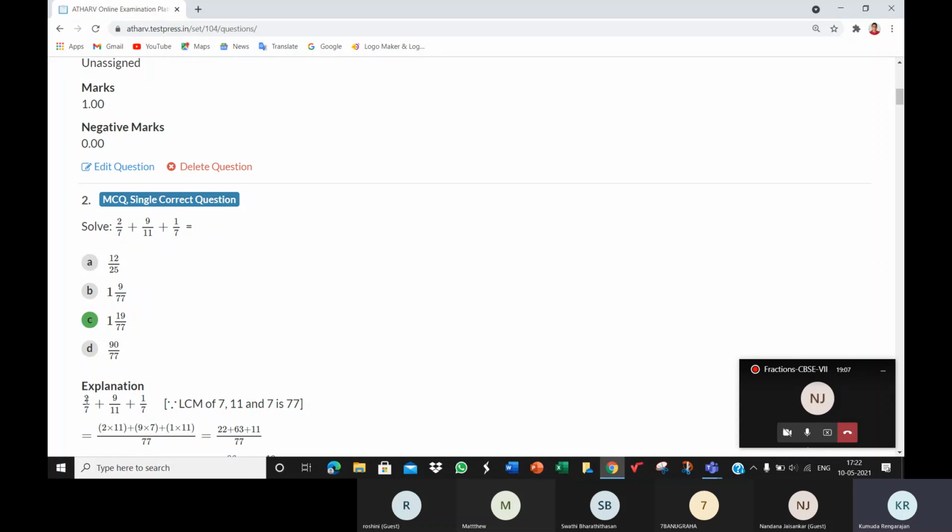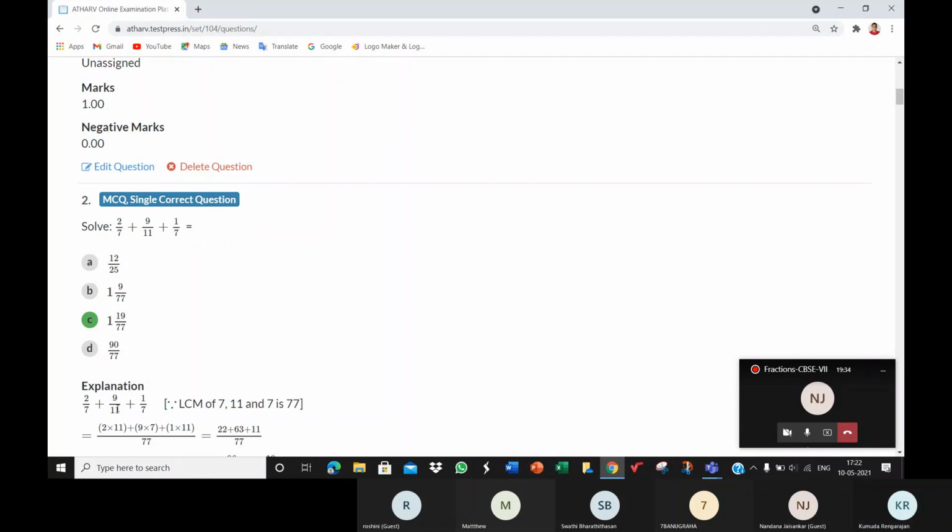Now in the first fraction, the denominator is 7, but we have taken the common denominator 77. So 7 into 11 is 77. So multiply that to the numerator. So 2 into 11. The denominator 7 should be multiplied by 11 to get 77. So multiply that 11 to the numerator. That's how you write 2 into 11.